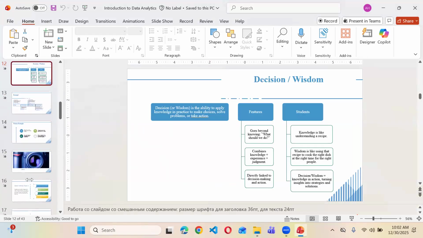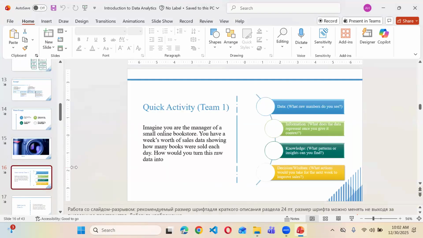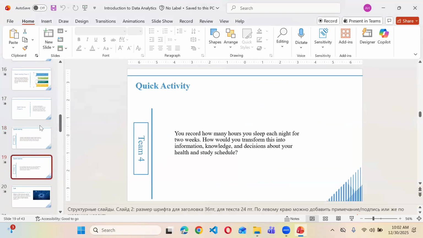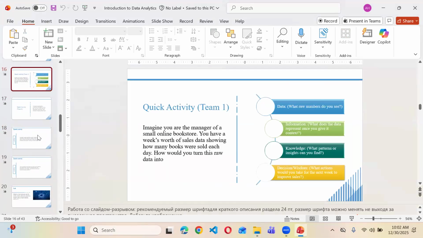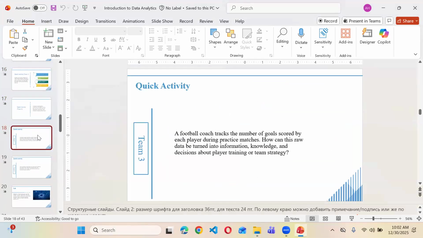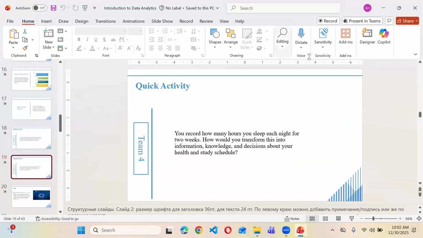Now you will have some activity. Please work in a group. How many activities do I have? Let me see. One, two, three, four. Okay. So I will divide you into four groups. Group number one, you will just do this one.